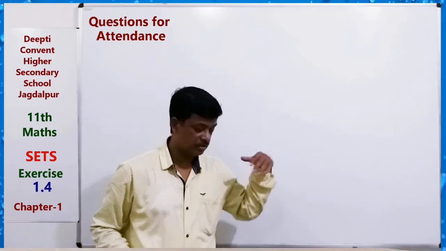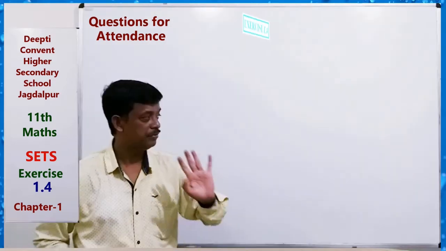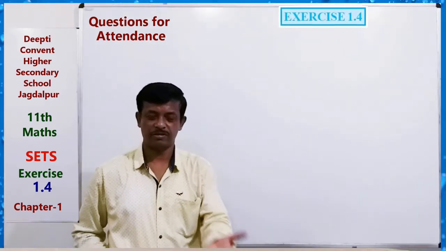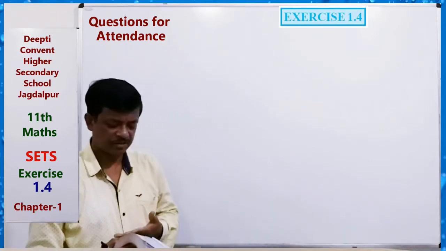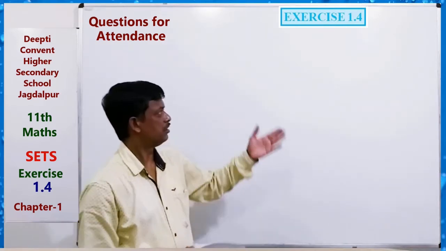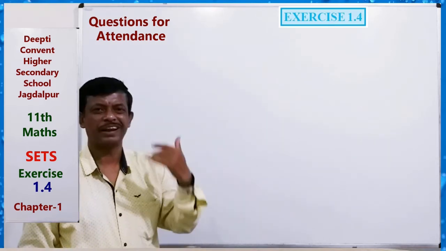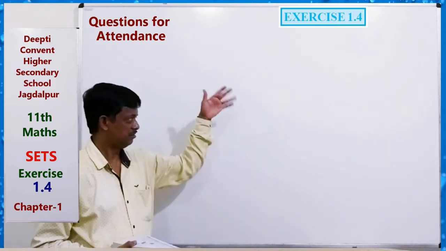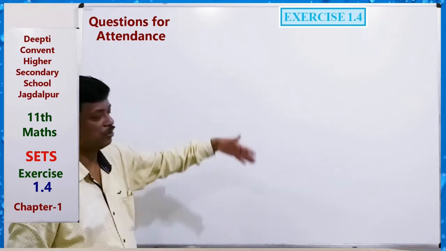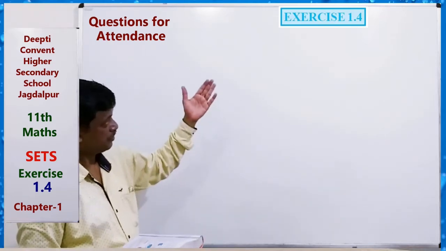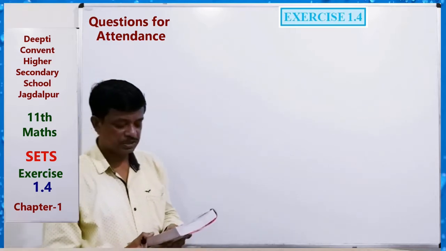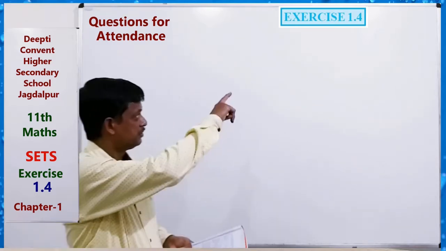With this discussion, I will give questions for your reply, for attendance, because there are questions in exercise 1.4 for your practice. You have to write the solution of the questions one by one. Okay. The first question: find the union of each of the following pairs of sets.